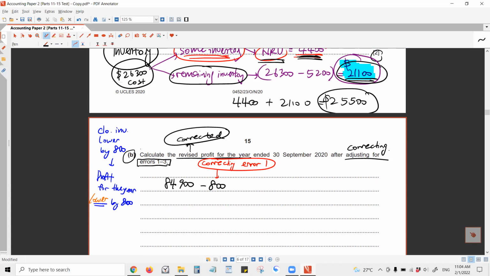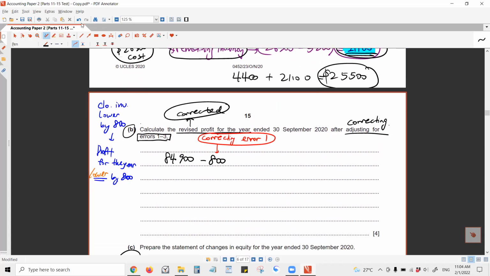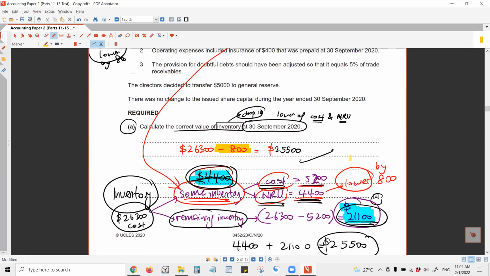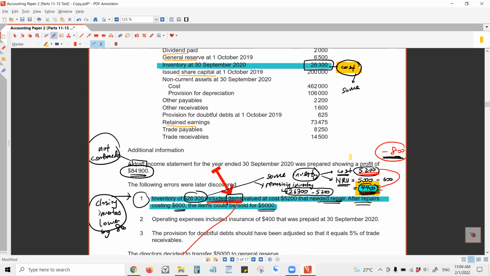So as you can see, the other day we wrote this figure here. This is the original profit for the year. That is before doing any correction. We got this from here, 84900.